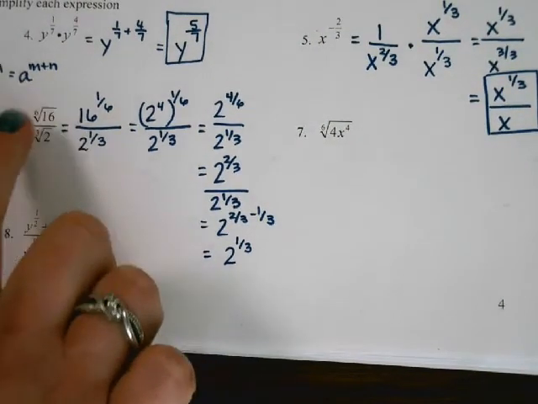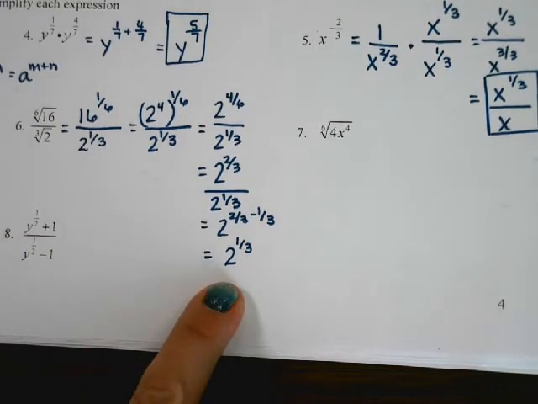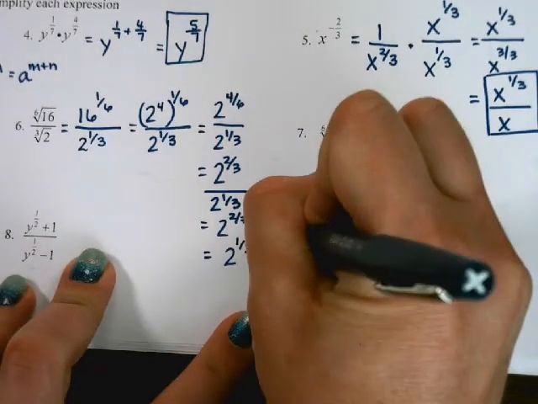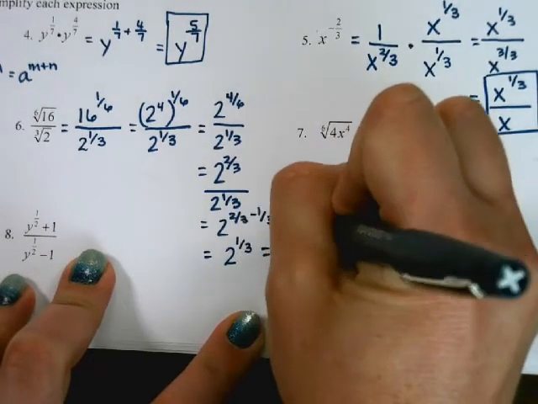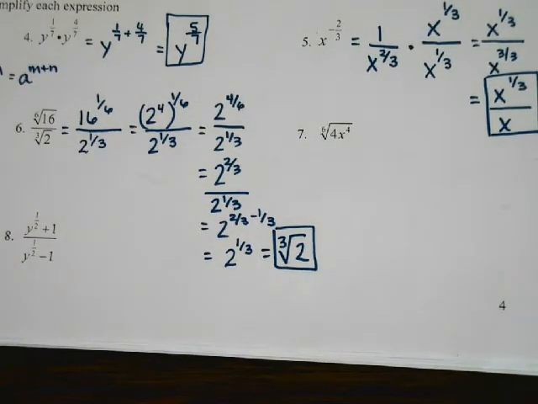He started out in radical form. He has to end in radical form. My denominator is 3, so my index has to be 3. So this guy ends up being the cube root of 2. Okay, questions on that one? That was a lot. That was a lot of steps.